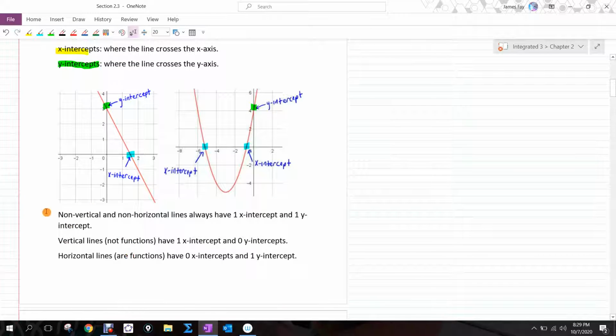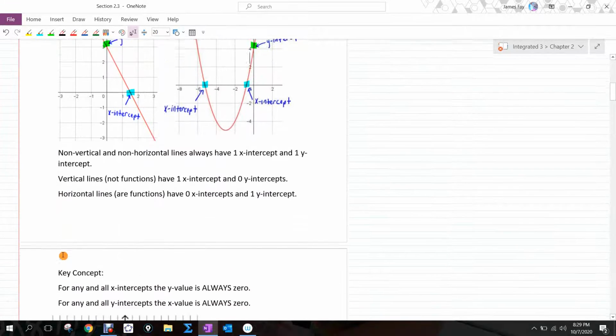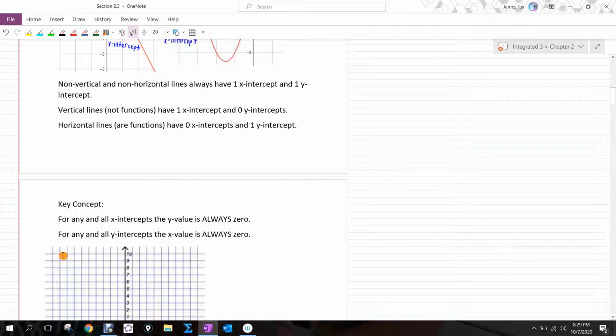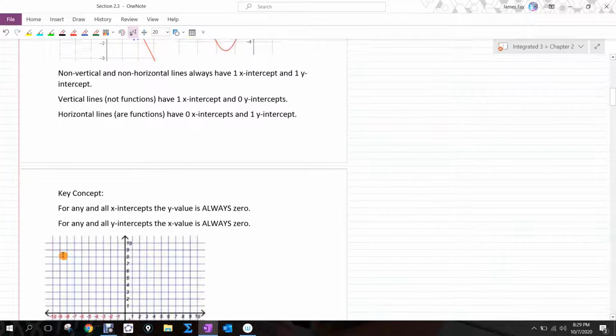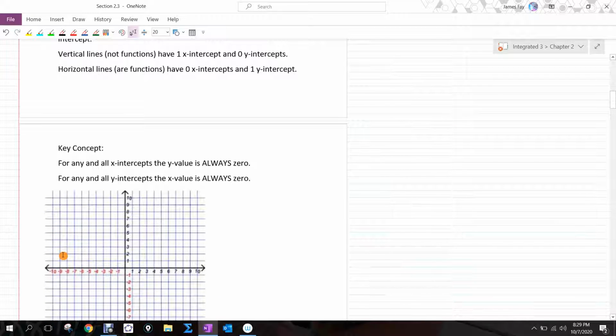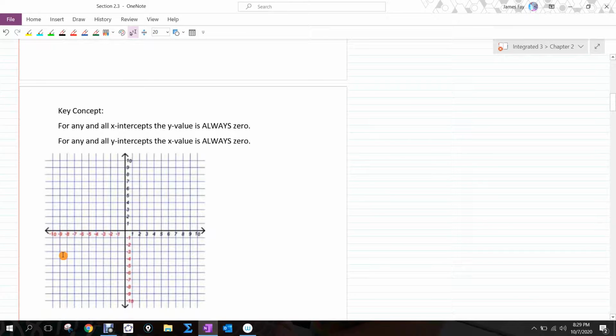And if it's non-vertical and non-horizontal, it will always have both a y-intercept and an x-intercept. That's kind of what this here is talking about. So for any and all x-intercepts, the y value is always 0. And for any and all y-intercepts, the x value is always 0.